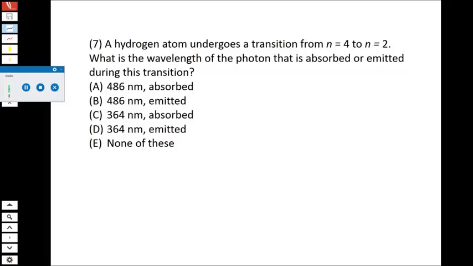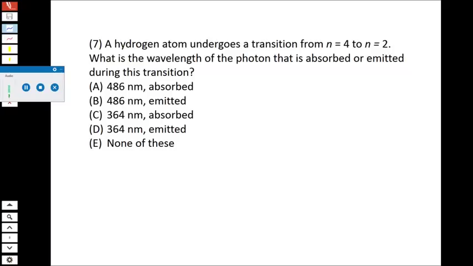All right, so number 7 here starts with the description of a hydrogen atom which undergoes a transition from n equals 4 to n equals 2. We want to know what is the wavelength of the photon that is absorbed or emitted during this transition. The first thing to think about, which can help us eliminate some of the answer choices, is whether or not a photon will be absorbed or emitted during this process.